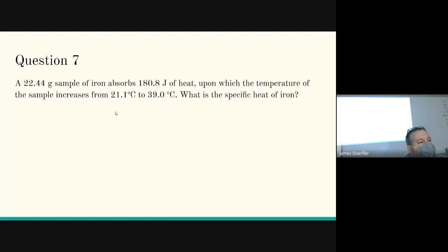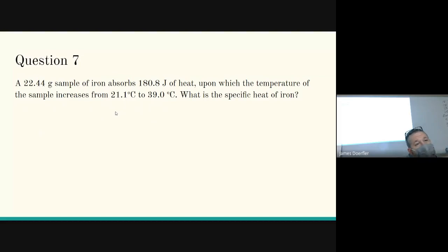Question 7. A 22.44 gram sample of iron absorbs 180.8 joules of heat, upon which the temperature of the sample increases from 21.1 degrees Celsius to 39.0 degrees Celsius. What is the specific heat of iron?